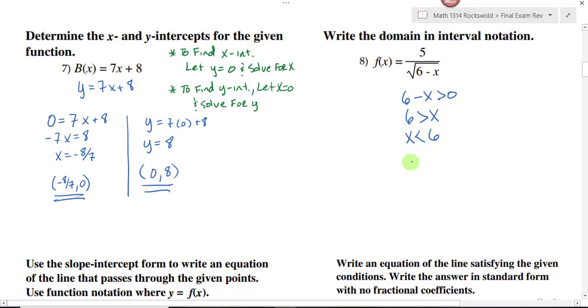How would I write this answer in interval notation for the domain? Well, let me start by graphing it on a number line. If I had a number line here, I'd have a 6 right here. Would I use an open circle or a closed circle at the 6? Open circle, and then do I shade to the left or to the right? The inequality is pointing to the left. We shade to the left whenever our variable is on the left. So now how would I write this domain in interval notation? Parentheses, negative infinity, 6, parentheses. This would be the domain of this function. You just got to remember you can't divide by 0 and you can't take the square root of a negative number.